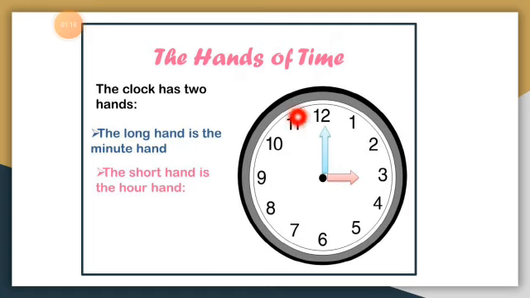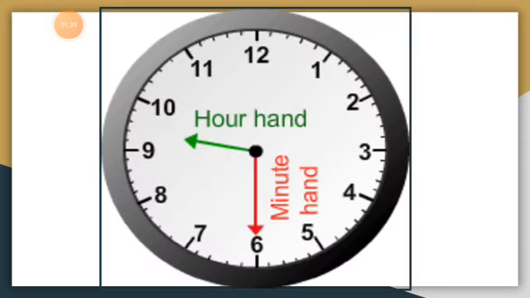This is the face of a clock, and here are two hands. One long hand and one short hand. The long hand is the minute hand and the short hand is the hour hand. Okay, again look at this clock. Yes, on the clock face you can see two hands. The green one is the short hand, it's called the hour hand, and the red one is the big hand, it's called the minute hand.